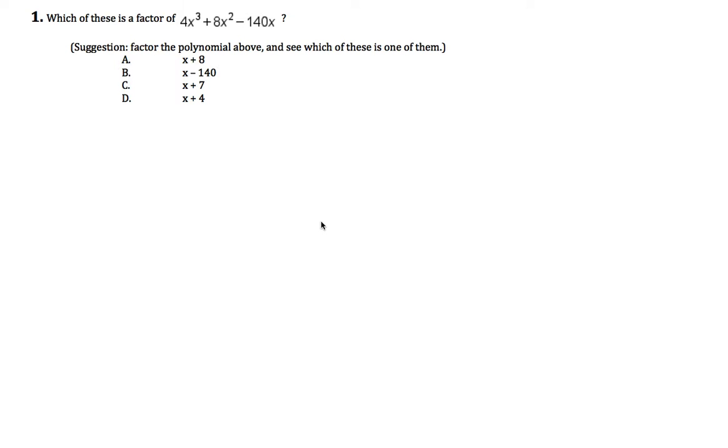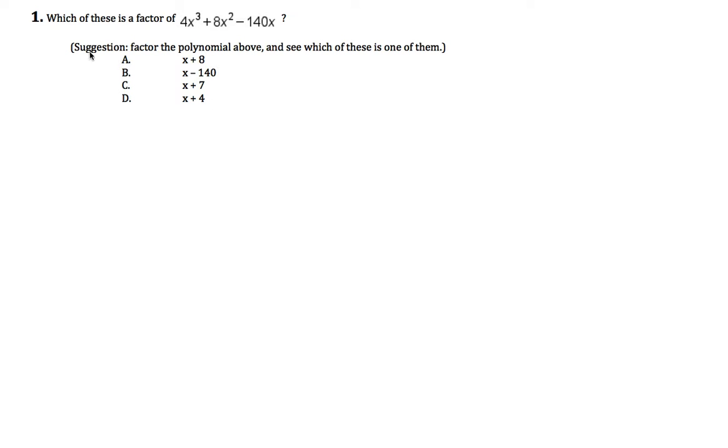The first one was, which of these is a factor of the polynomial 4x cubed plus 8x squared minus 140x? There's a couple of different ways we could go about finding a factor. If we had one we could test, we could try synthetically dividing it. But this specifically says, go ahead and factor what's above, and then see which of those factors is one of these. Obviously, 3 of them are decoys, and one of them is an actual factor.